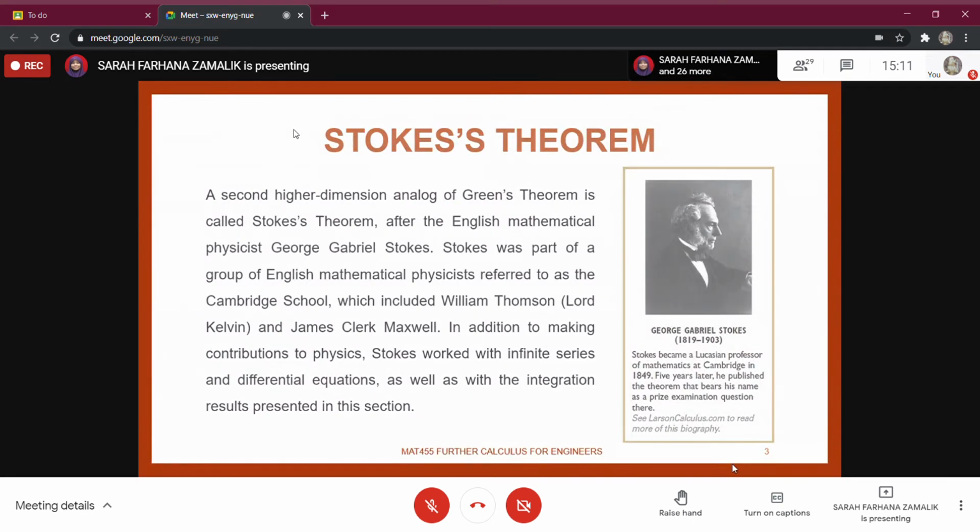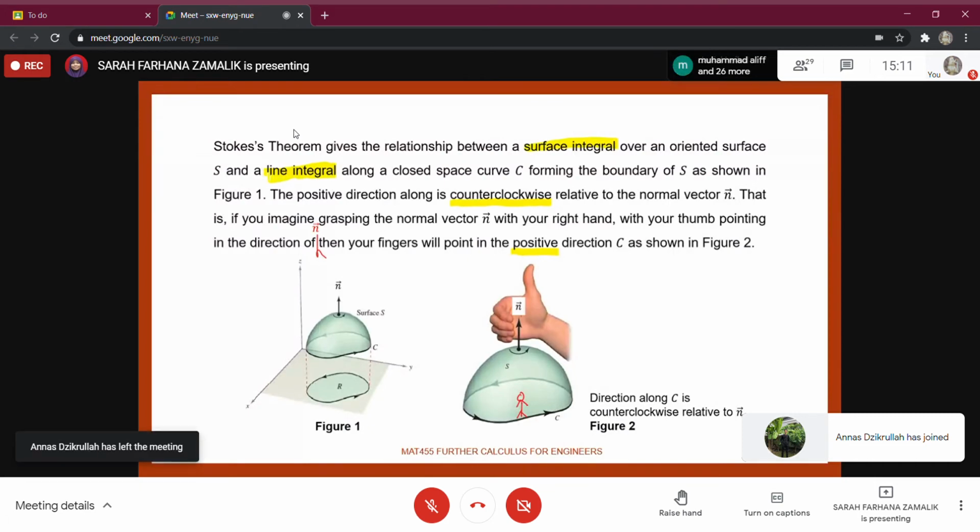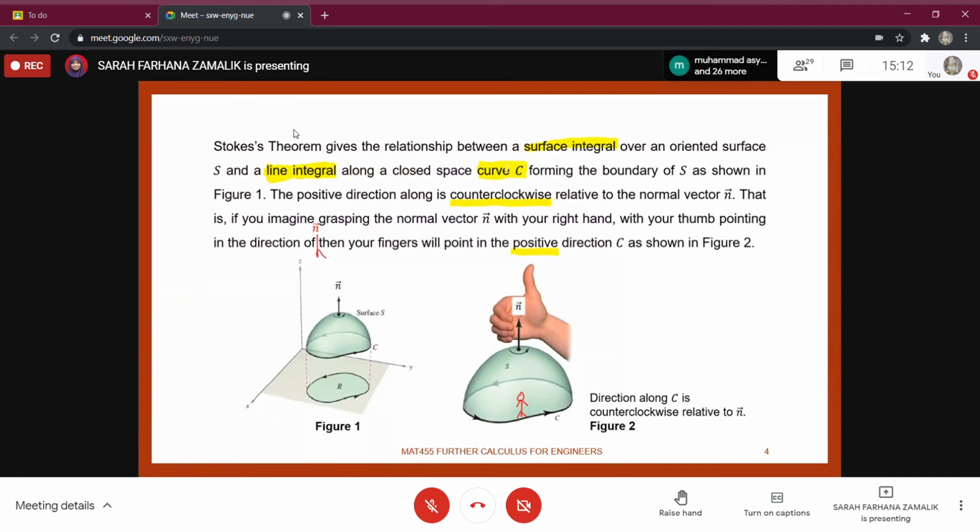So according to Stokes Theorem, give a relationship between a surface integral over an oriented surface S and a line integral. So ada relationship kat sini. You must understand first the relationship involved here. Kita ada surface integral and also line integral. So remember kalau line integral dia involve a curve C. So kita ada curve C kat sini. So kalau surface integral dia ada surface S. So make sure you know variable use here, surface S, curve C.